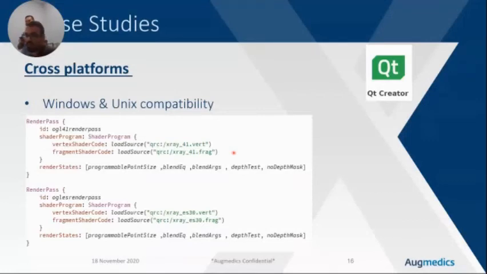Here you can see an example of using two shader configurations, one for OpenGL for the Windows desktop, and one for OpenGL embedded system on the lower part. During runtime, the application just selects the right configuration based on the platform it is running on.